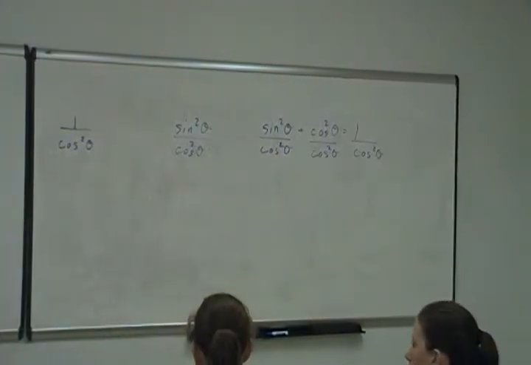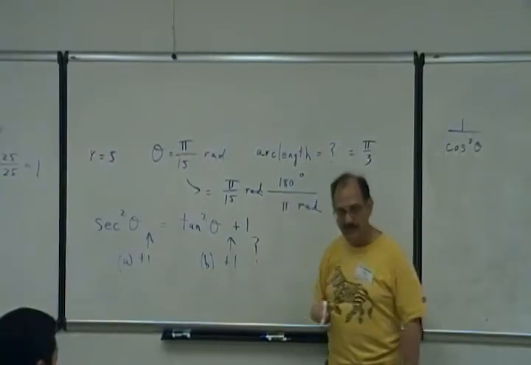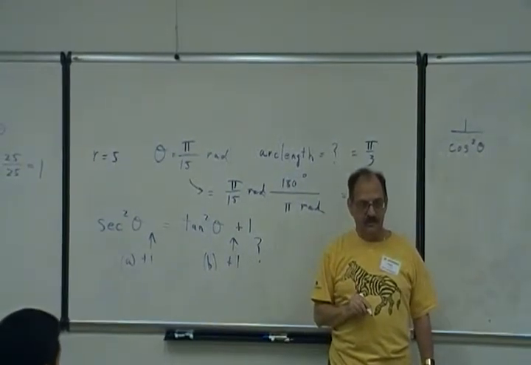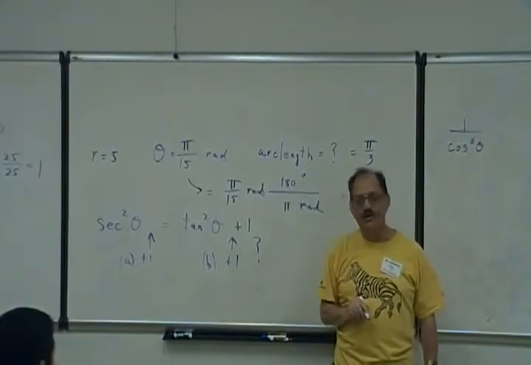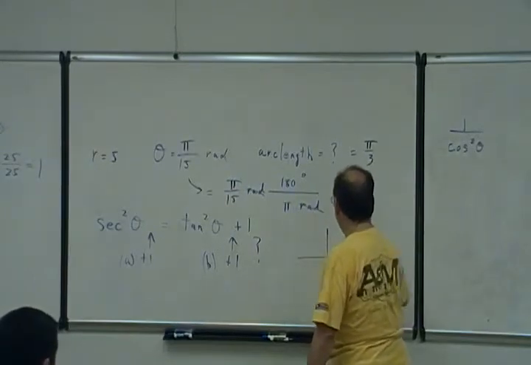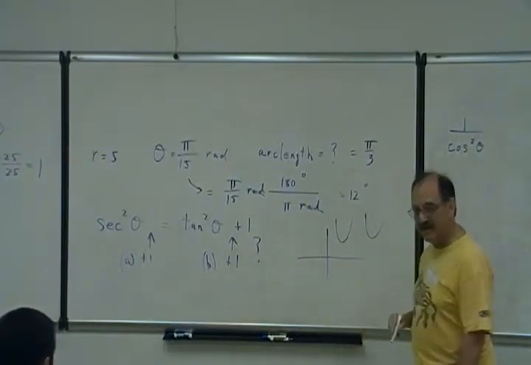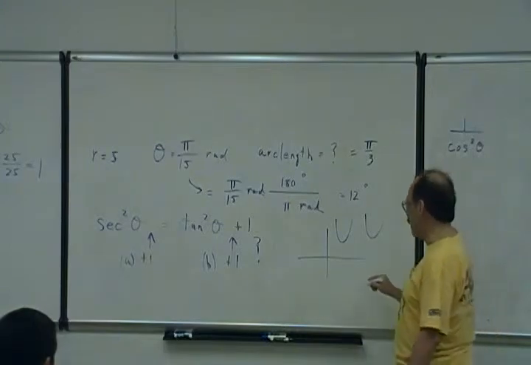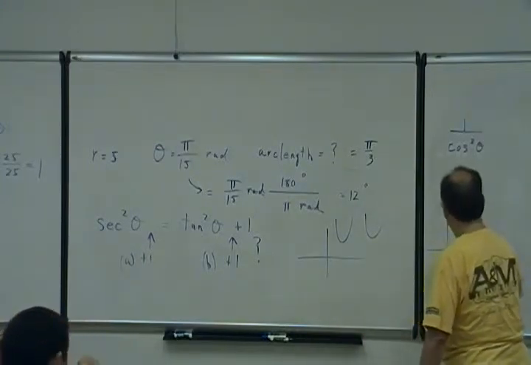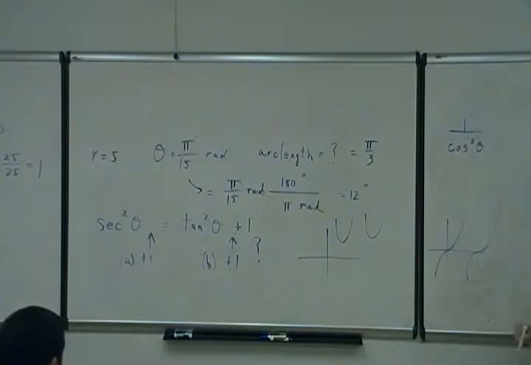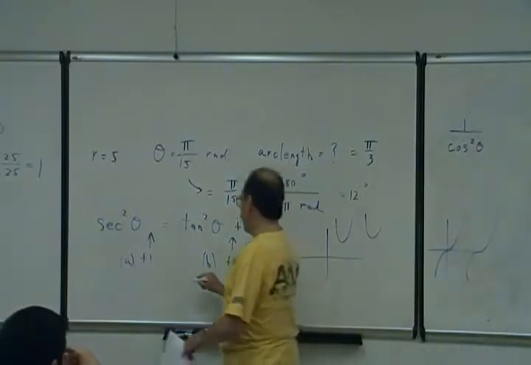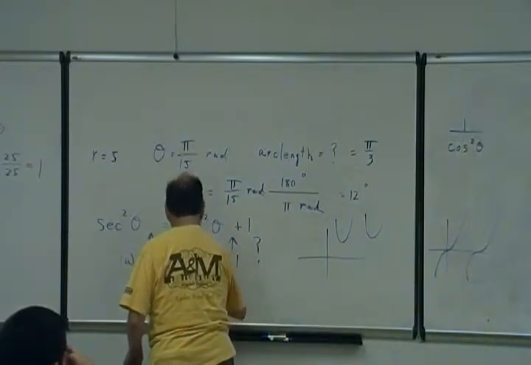Yes, ma'am? I did it because the secant is bigger than 1 and the tangent is smaller than 1. Not always. Well, in this particular case. The graph of secant looks like those kind of things, right? And the graph of tangent is those kind of things. Just in this particular case. Okay? But it is true that if you graph secant squared and tangent squared, the graphs are going to look like this.